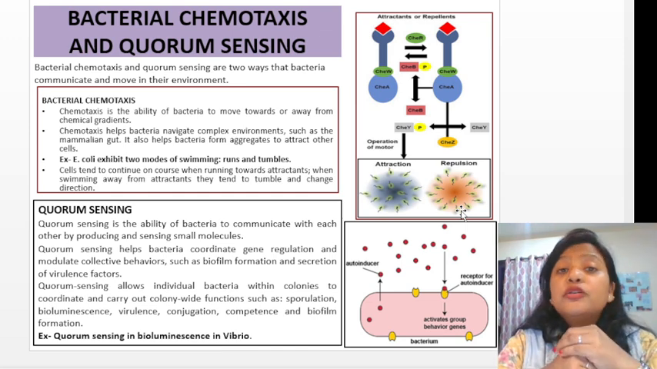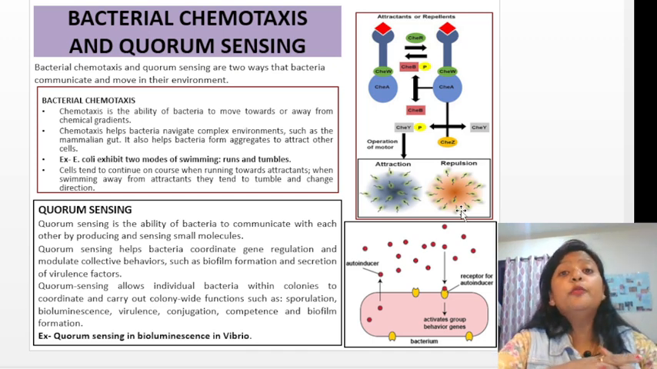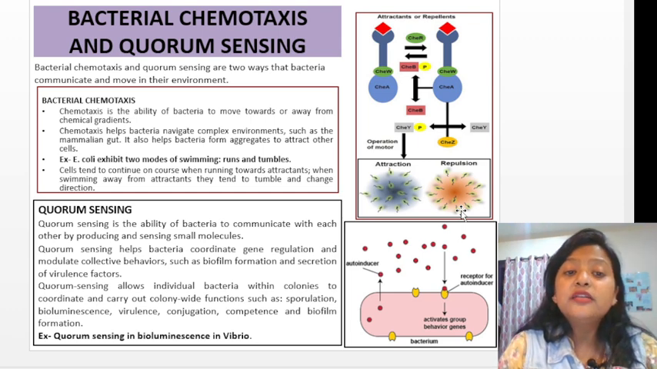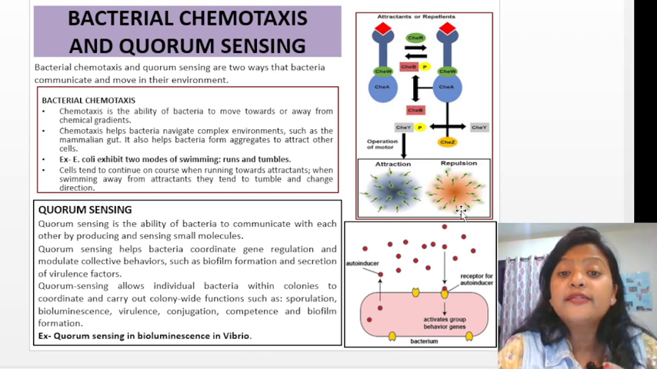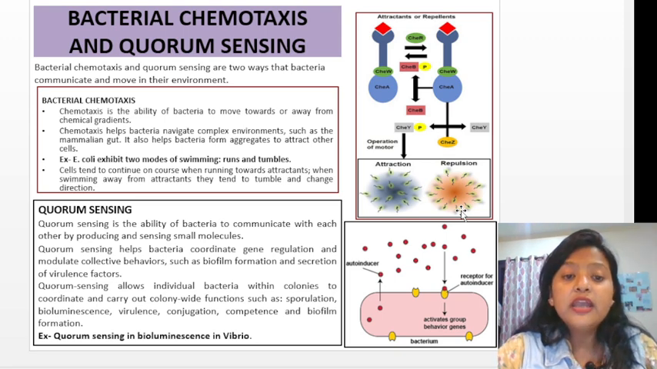Then coming to quorum sensing. What is quorum sensing? This is also an ability of bacteria to communicate with each other. Bacteria will communicate with each other, and they will either produce some chemicals or send some small molecules, and this is how they communicate with each other. What happens with this is that they will help the bacteria.